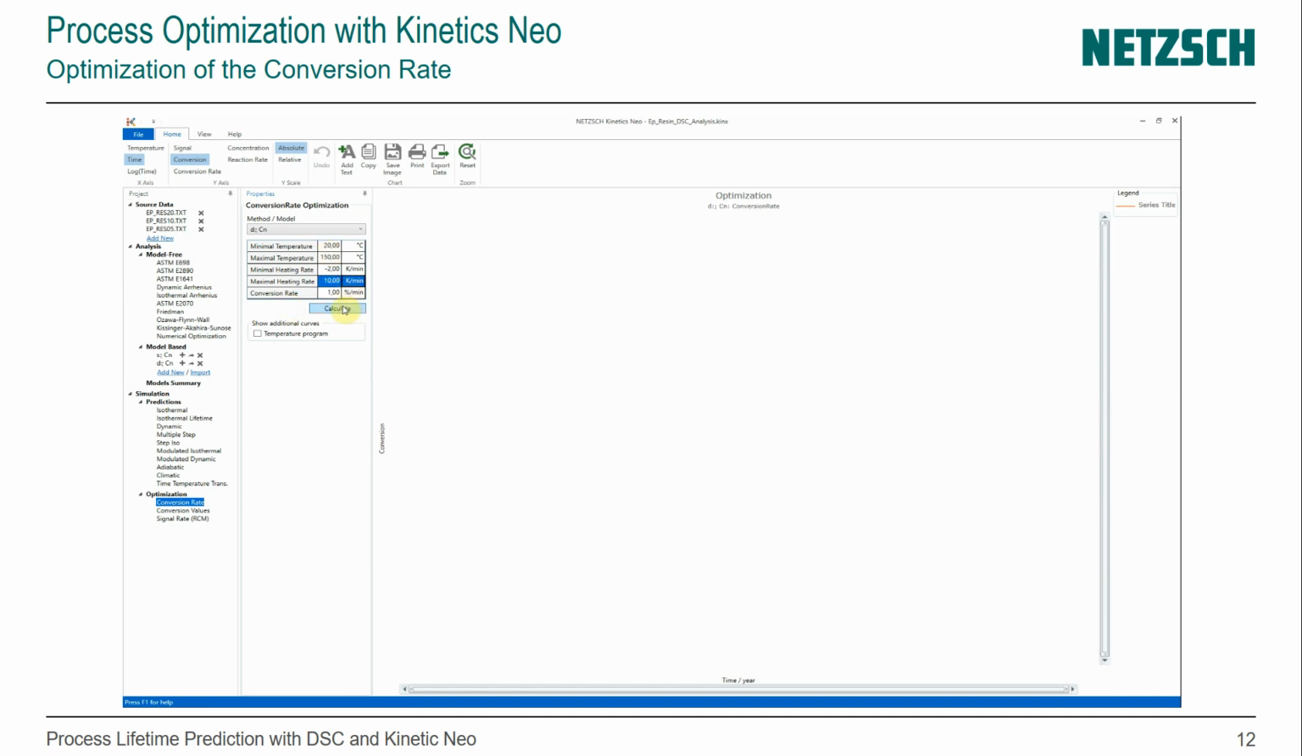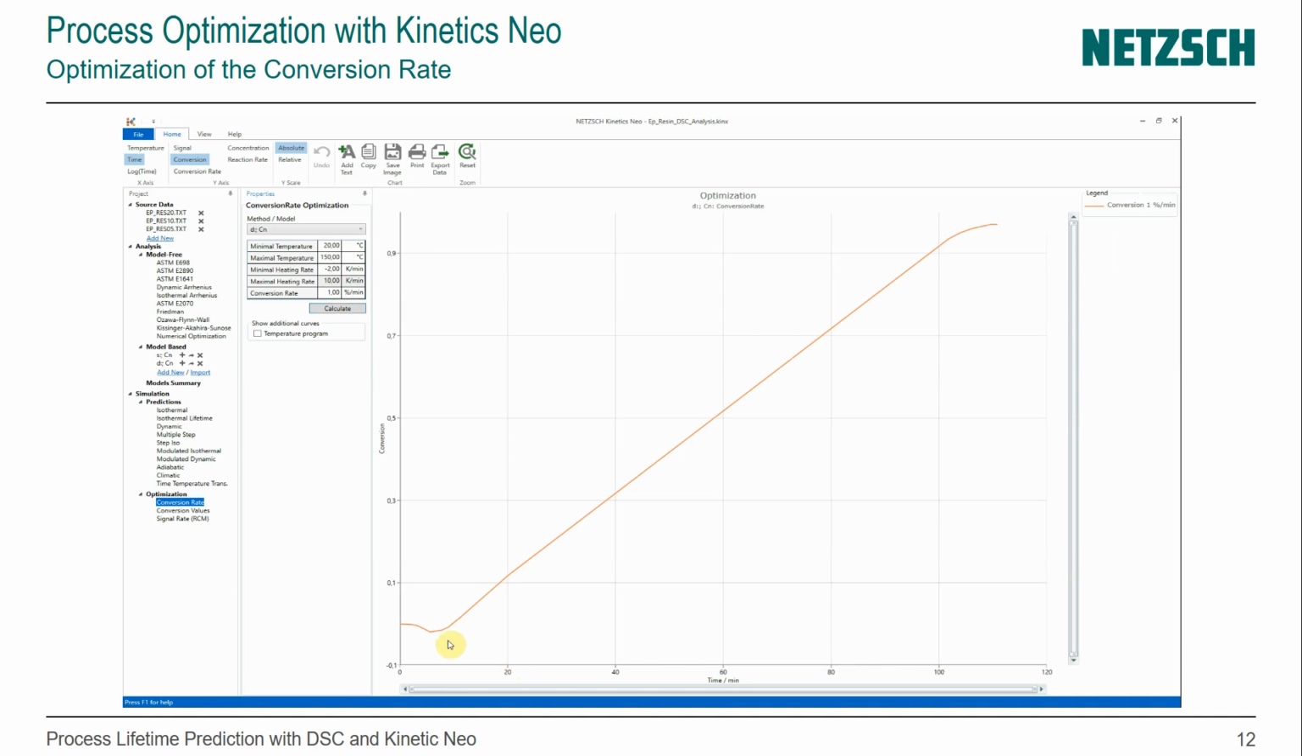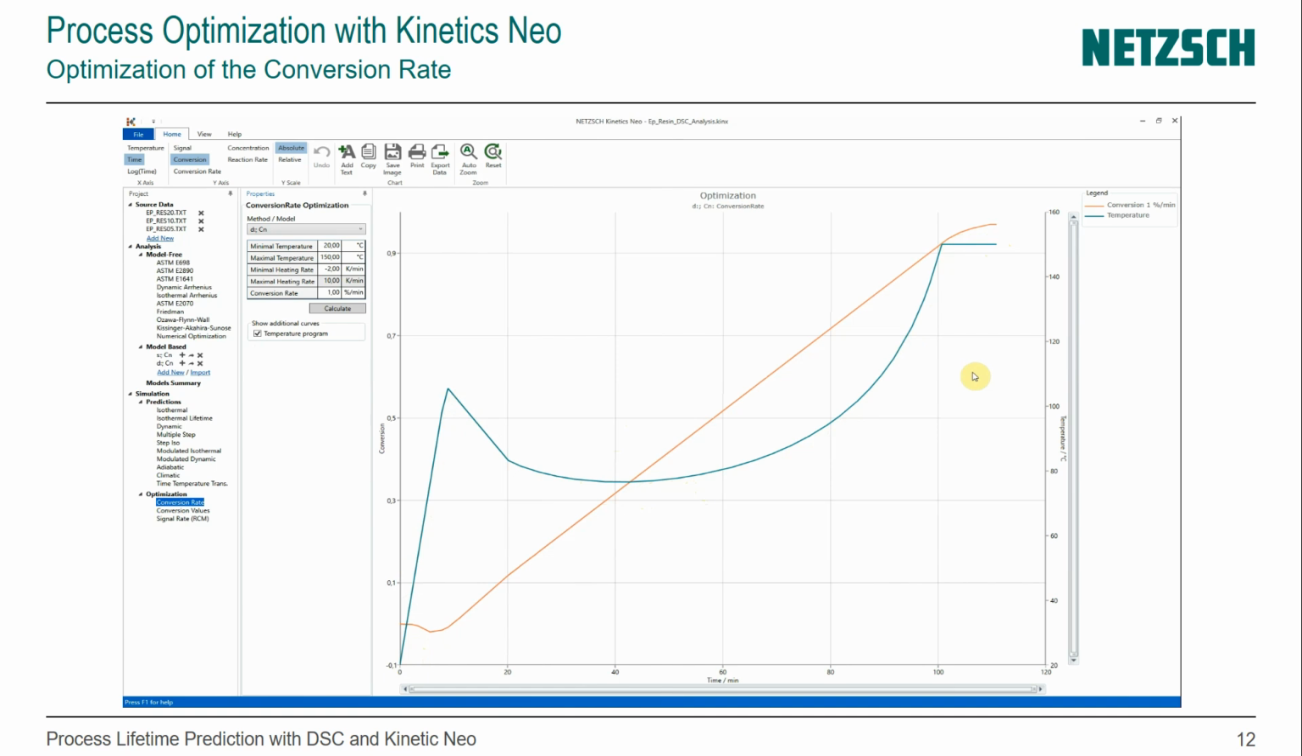After we press the calculation button, we get a nice linear conversion over the main part of the curing. But the best is that Kinetics Neo creates a temperature program for this process, which can be used to optimize your real curing process. We see an increase of the temperature up to 110 degrees to activate the curing process, and after that we have to reduce the process temperature because of the autocatalytic reaction of the epoxide, to avoid an overshoot of the curing rate, so that we stay at a linear curing rate of 1% per minute.